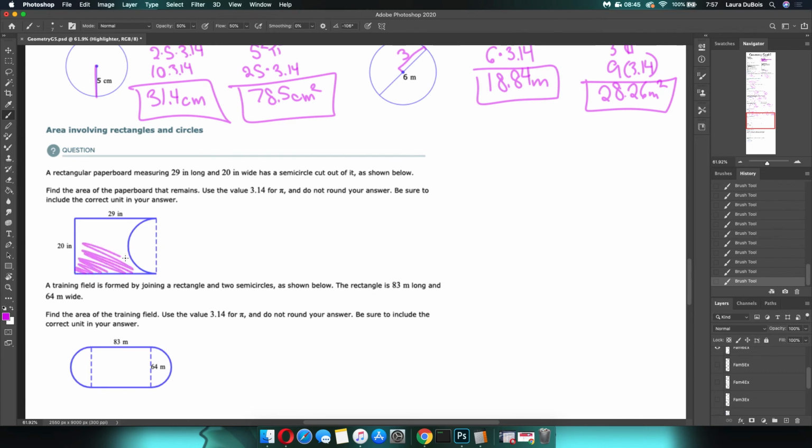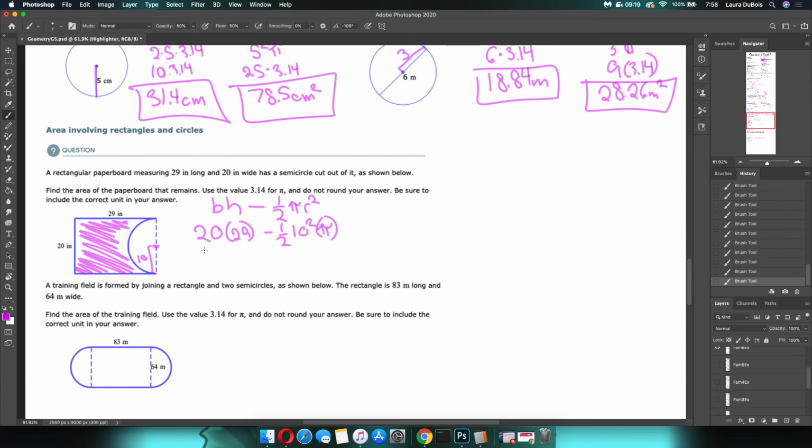Area, again, being everything that's going to be in between. So we have base times height for our rectangle, and now we're taking out half of our circle, which is pi r squared. And again, we need the r, so if the entire length is 20, from here to here is half of that, which is going to be 10. So base times height, that's 20 times 29 minus half of 10 squared times pi.